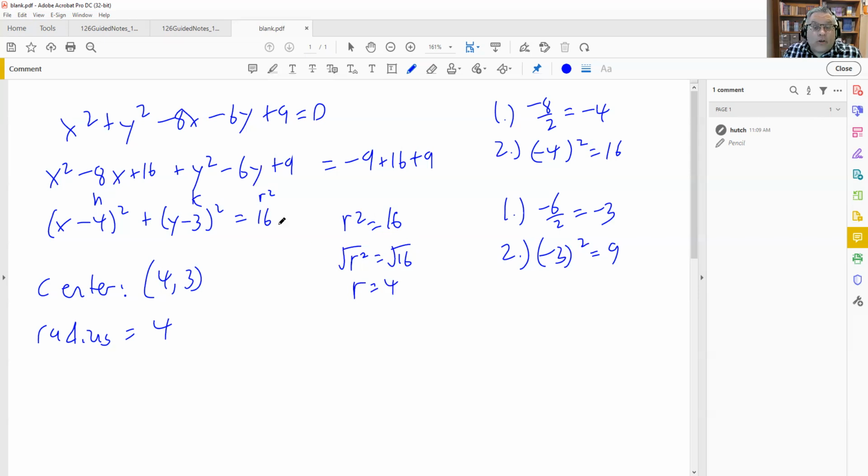But the shortcut way would just be to simply take the square root of that number you have afterwards. But this is mathematically why we're doing that, because the original equation has h's, k's, and r squareds. Then this last number should be equal to r squared. So you'll take the square root of both sides and get the answer that way. So that's how we get the 4. Okay. Other questions you guys have?